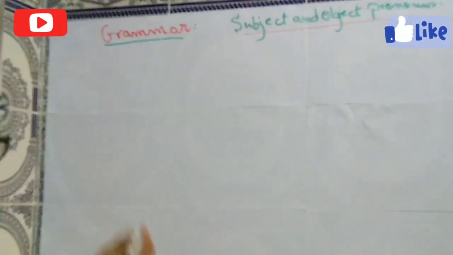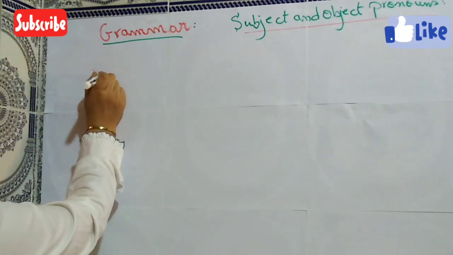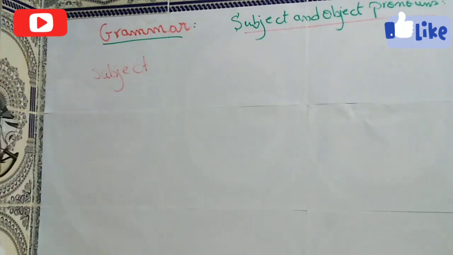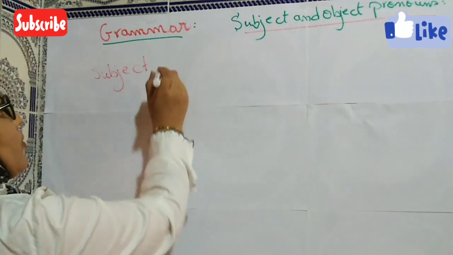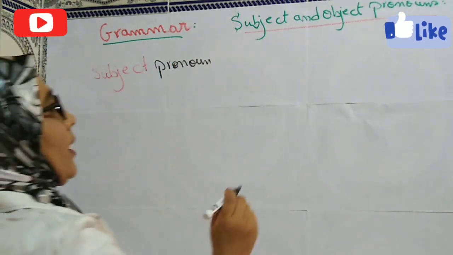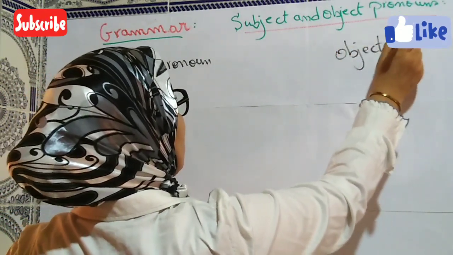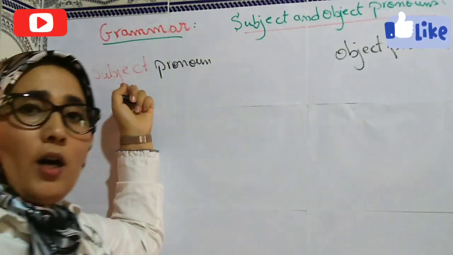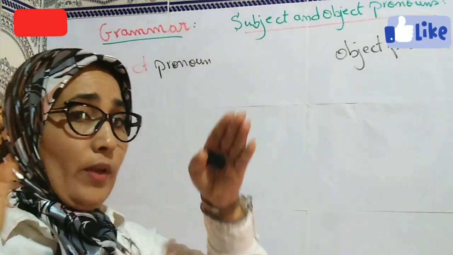So, as we said, we have subject and object pronouns. We will start by subject. Sorry, this marker doesn't work. I have to change it. Then we have subject pronoun, and we have object pronoun. Okay, so the subject pronouns are the pronouns that we use as a subject.